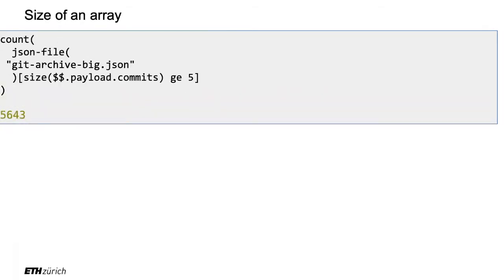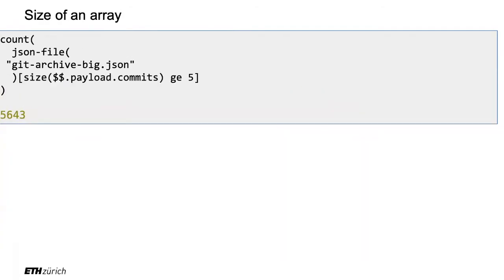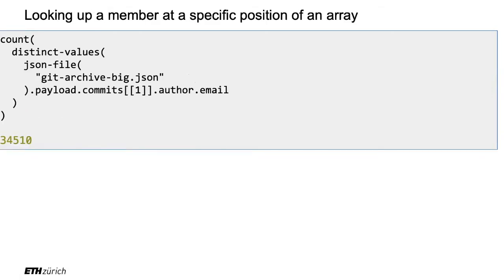What are we doing here? Well, there is a function that returns the size of an array, so the number of items in the array. So we can actually look at this payload.commits, which is always an array. Let's pick the ones that have at least 5 items. Some of them have less, some of them have more. So let's only keep those objects in the collection that have at least 5 commits. So the GitHub events with at least 5 commits. How many are there? 5,643, right? This is the sort of thing that you can do.